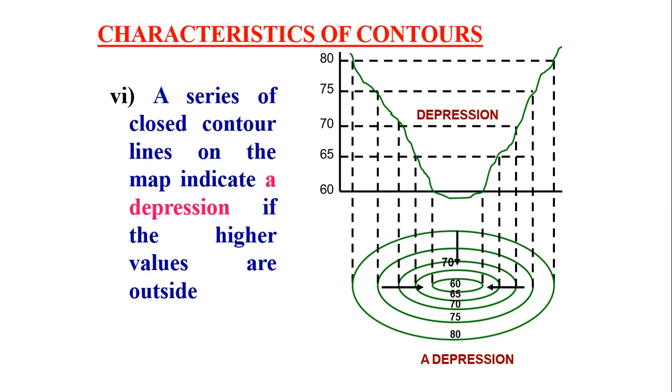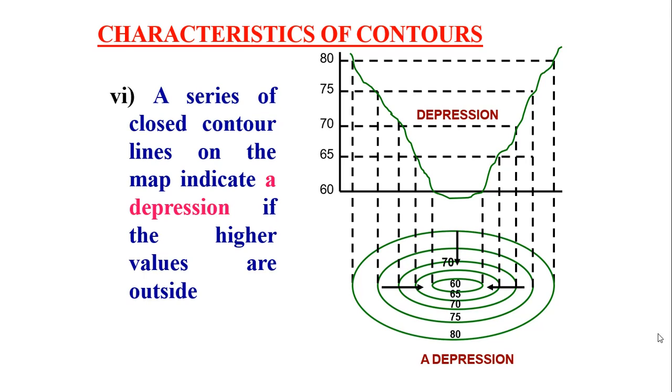Okay. So, as you all can see in the image displayed over here, the RL of the below ground portion is 60 meter and at the top there is an 80 meter RL. So, basically it represents a depression over here because the higher value is at the outside of the closed contour.